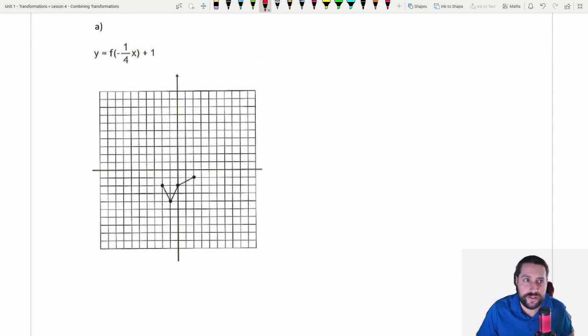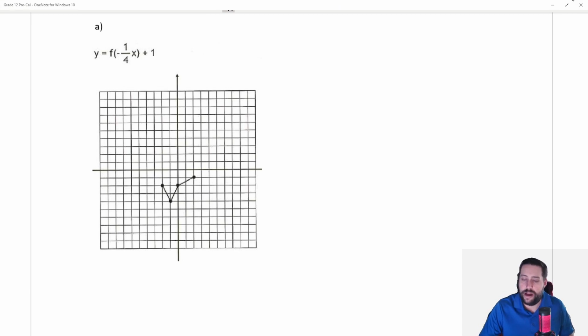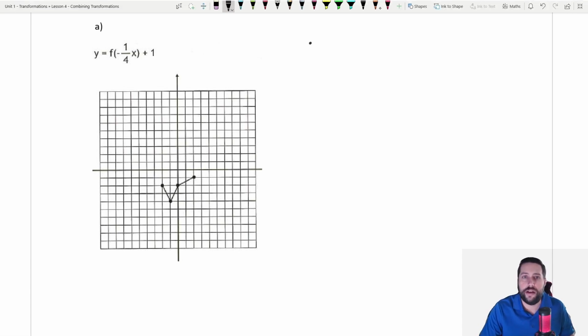So let's go ahead and do some examples. Okay, let's try this example, which says we have y is equal to f of negative 1 over 4 of x plus 1. So again, a good rule of thumb is to split everything up so that we can see what we have. Okay, so if it's in terms of a, well, there's nothing in front of the f, so we can say a is going to be 1.